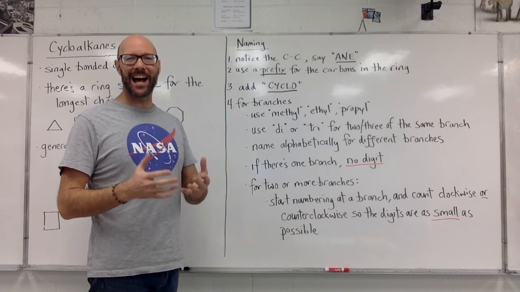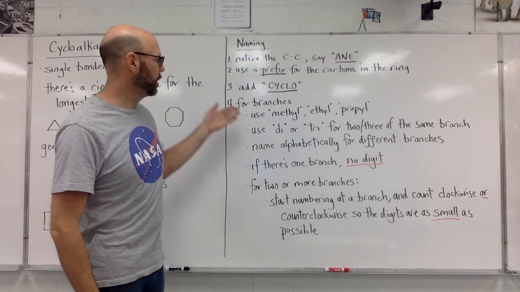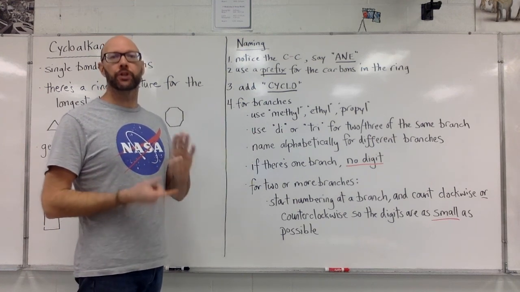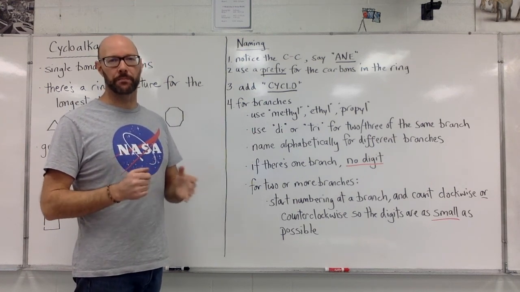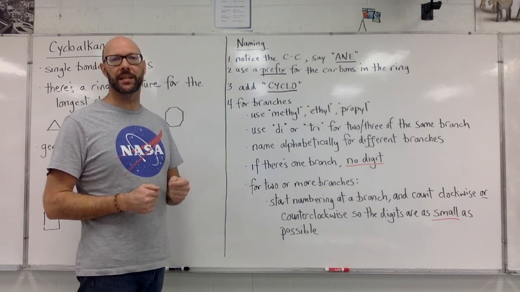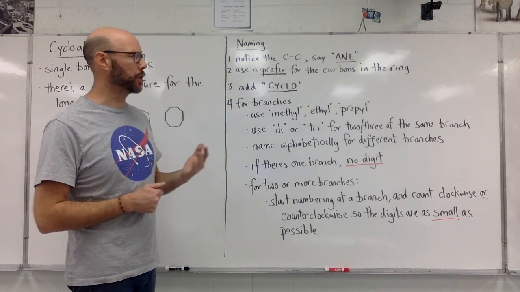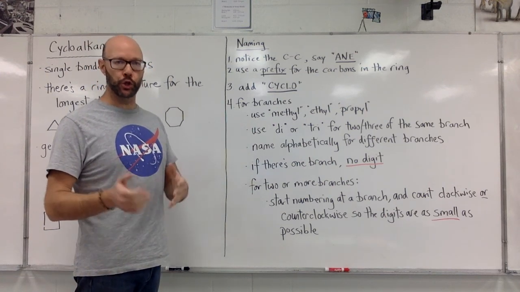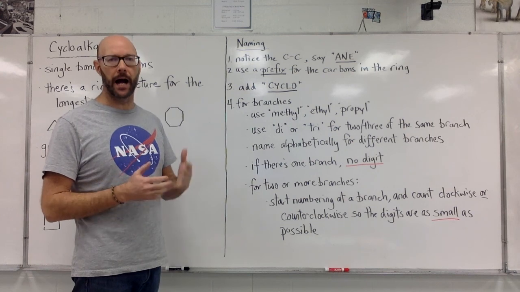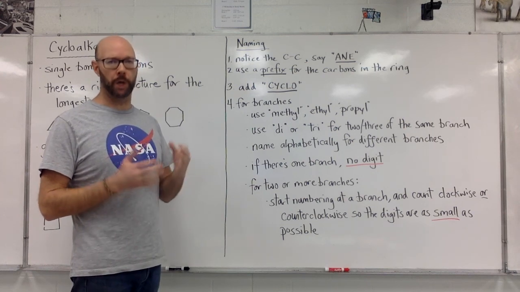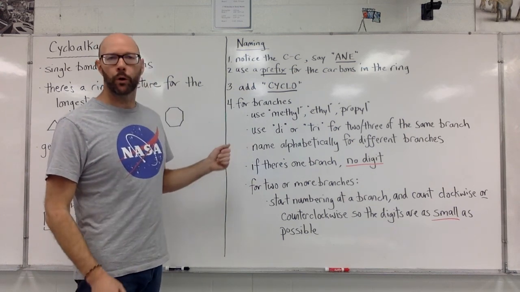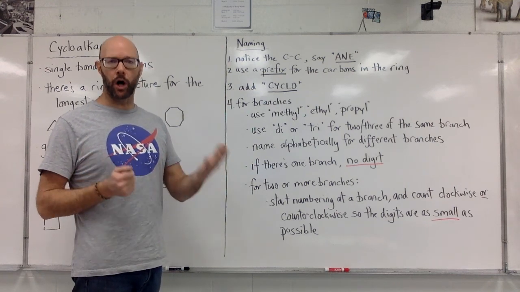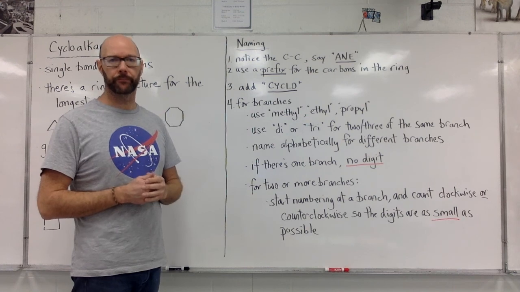If there are any alkyl groups, branches, we're going to still name them the same way as we've already established. If there's 1 carbon in the branch, it's methyl. If there's 2 carbons in the branch, it's ethyl. If there's 3 carbons, propyl. If we have 2 of the same kind of branch, 2 methyls, we'll name that as dimethyl. If there's 3 of the same, trimethyl. We're going to name different kinds of branches alphabetically. Ethyl always comes before methyl.